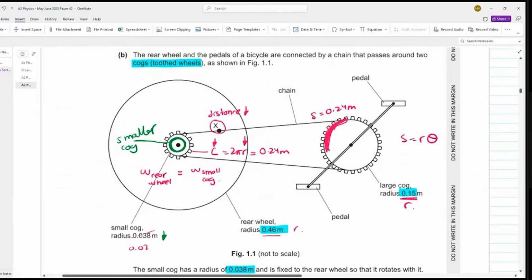If the distance traveled by x decreases, what will happen? The distance or the angle covered, this theta by the larger cog will decrease. If the angle covered by the larger cog decreases, what will happen to angular velocity or angular speed? It will also decrease. So, how will you write this answer?